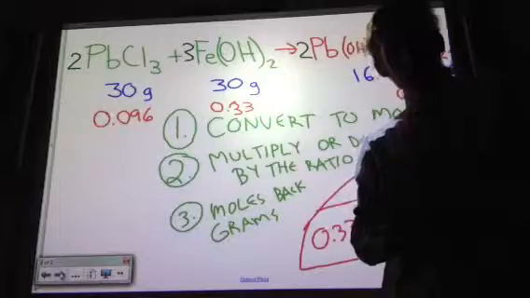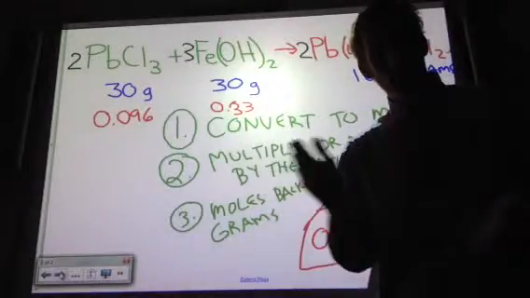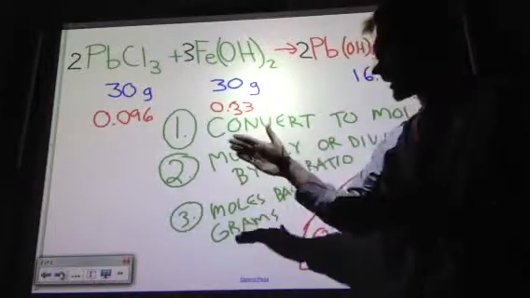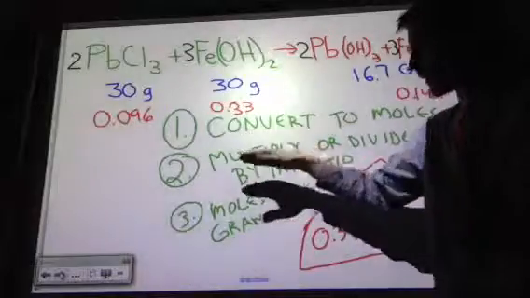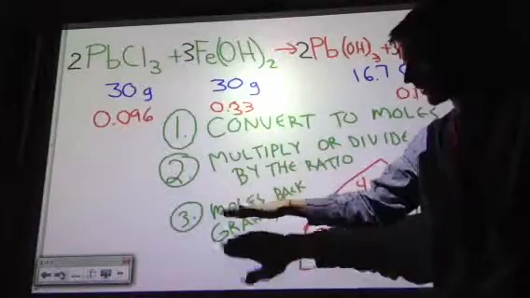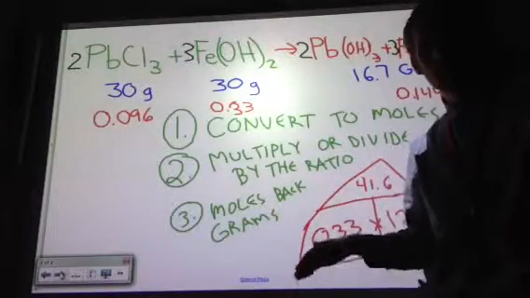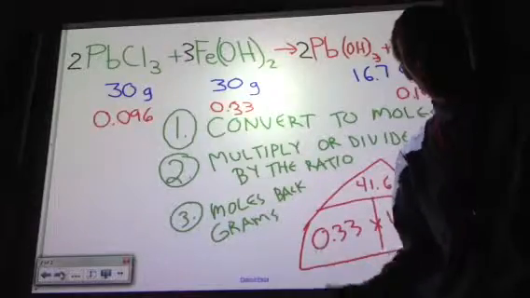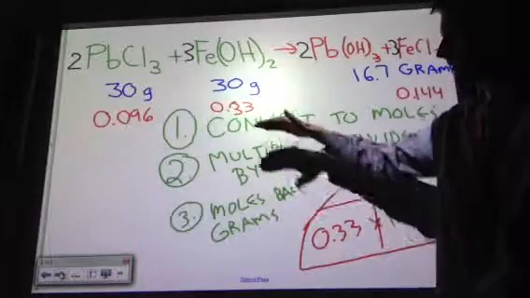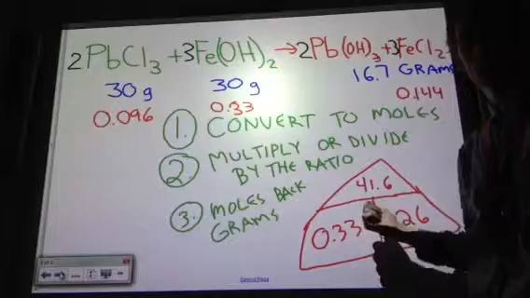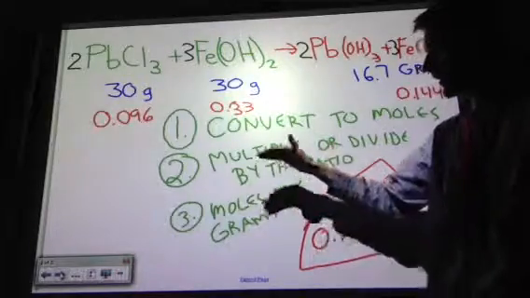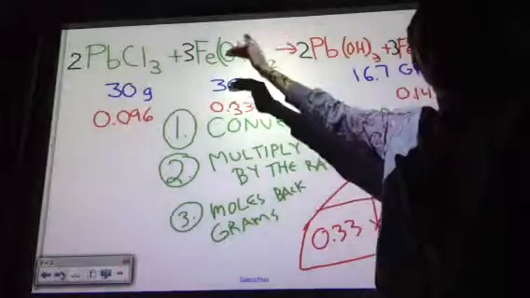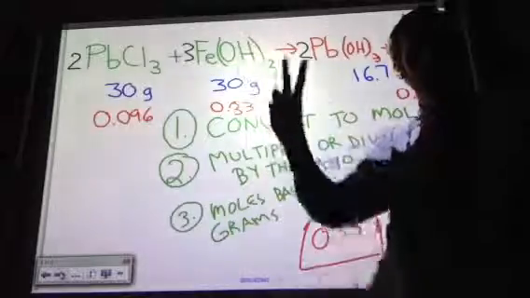If you have questions, just review this video. Follow the steps. Remember, convert to moles. Multiply by the ratio. Moles back to grams. Every single time. That's what you're going to do. This step is pretty easy. You just plug it into the triangle. This step is basically balancing the formula and multiplying by the ratio.